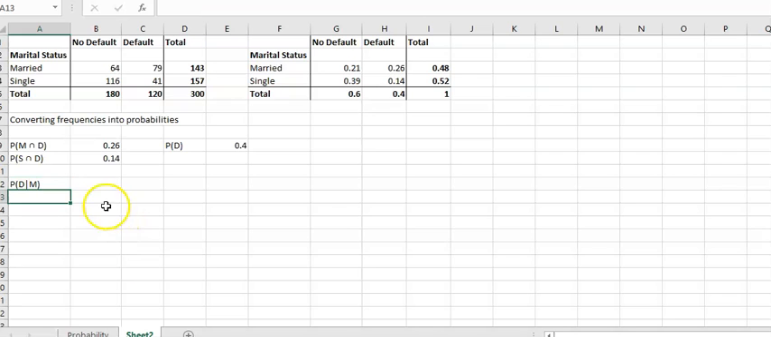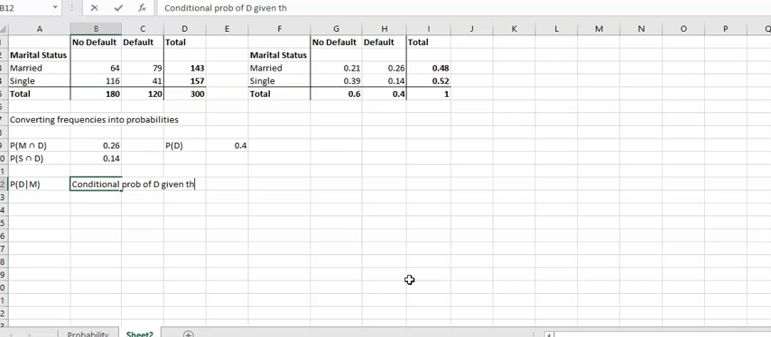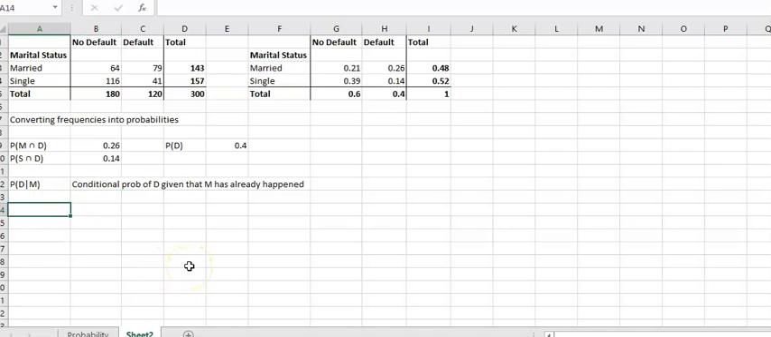So what we're interested in is finding the probability of defaulting given that we know that the customer is married. So this is going to be the conditional probability of D given that event M has already happened, which means we have information that the customer is already married. Does that change the probability of defaulting? To do that, we're going to use the formula for conditional probability.